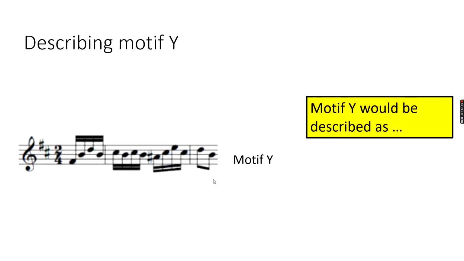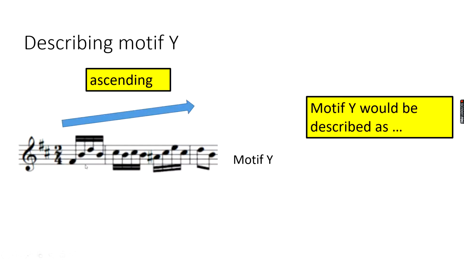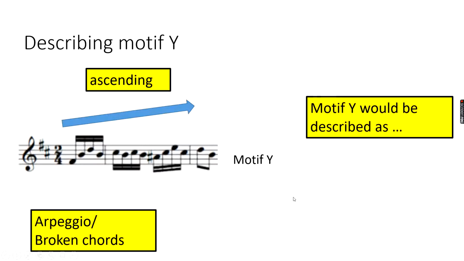Our next motif, which is motif Y, is very different, and we can see that already. If we were to look at the notes, we would be able to see that these are ascending. These are getting higher in pitch. So they're going from quite low on the stave and they're gradually getting higher. We would also describe this motif as having some arpeggio or broken chord movement. So I've just highlighted two lots of semiquavers that are broken chords or arpeggios.